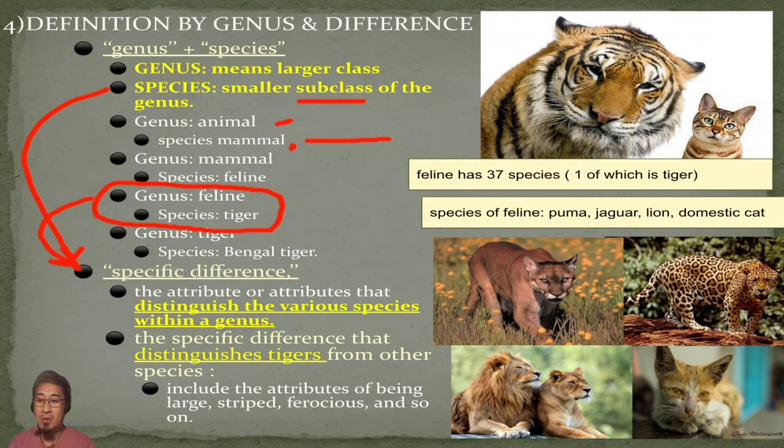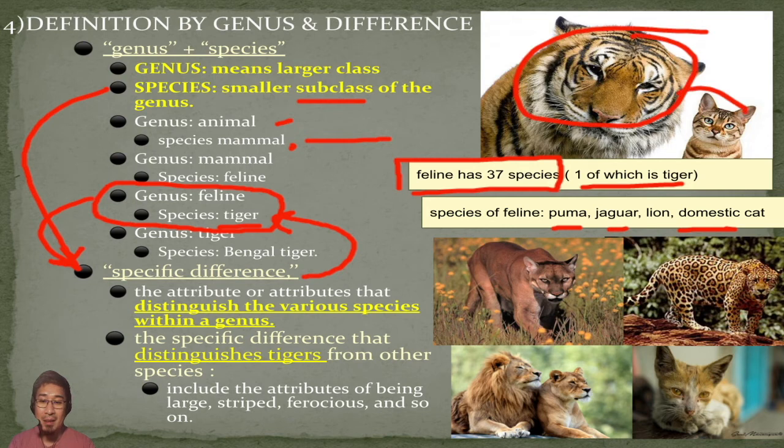If we consider genus feline, it has 37 species, one of which is the tiger. So ano-ano mga species na it could be the puma, the jaguar, the lion, and then the domestic cat. So ang binigay lang natin dito is the tiger. Assuming I've included here puma, jaguar, lion, and then domestic cat. What is the specific difference of the tiger with the other species? Ang pinagkaiba nila is we need to specify them.